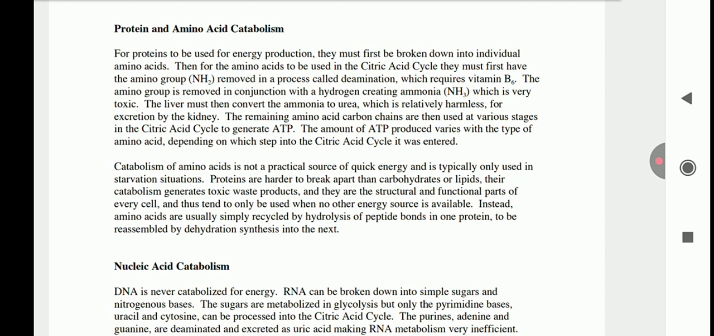Nucleic acid catabolism. DNA is not a usual catabolite for energy. RNA can be broken down into simple sugar and nitrogenous bases. Sugars are metabolized in glycolysis, but only the pyrimidine bases uracil and cytosine can be processed into the citric acid cycle. The purines, adenine and guanine, are deaminated and excreted as uric acid, making RNA metabolism very inefficient.